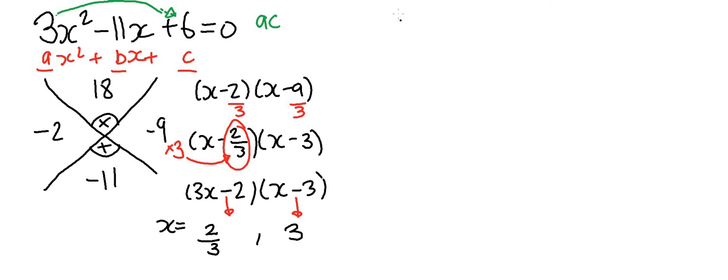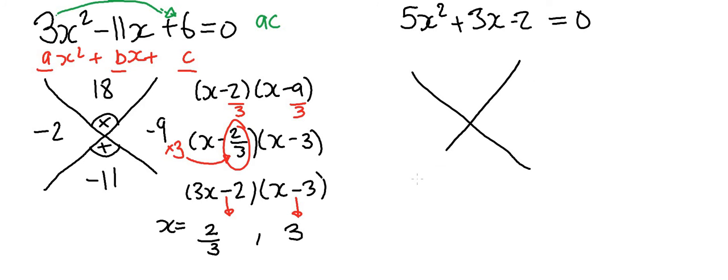Right. We'll do one more example. Okay, we follow exactly the same process. So 5x squared plus 3x minus 2. Make it equal to 0 so we can solve it. Okay, I'll draw the cross again. Okay, product on the top, sum on the bottom. The sum is just 3, b like it always is.